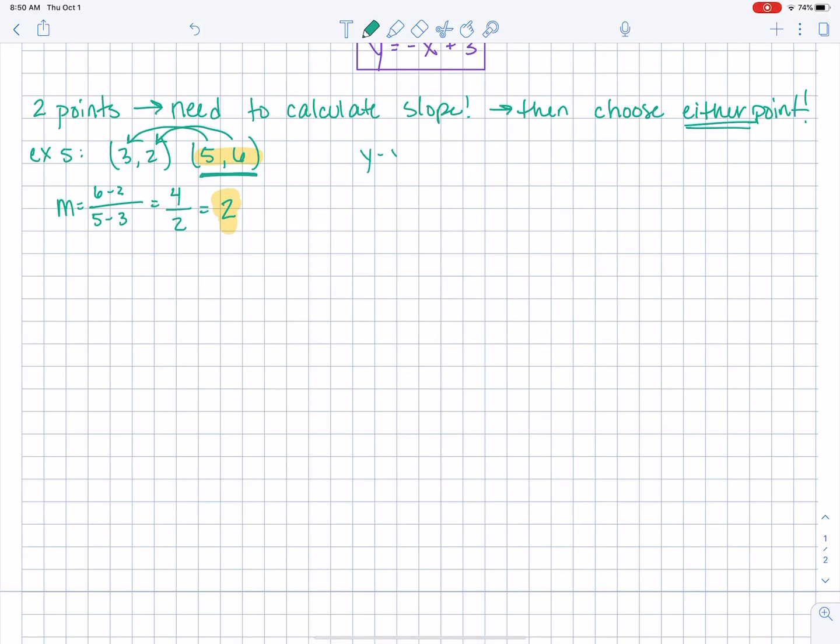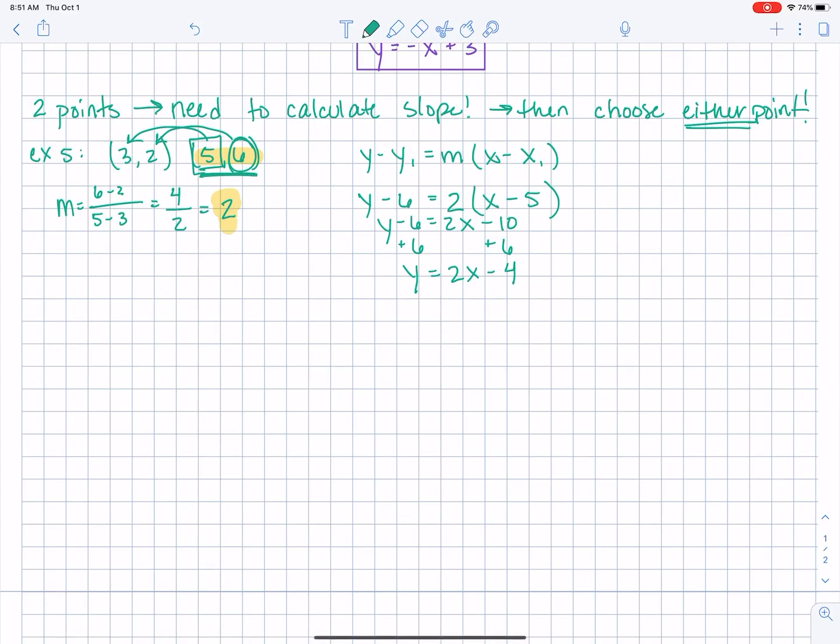So using those pieces of information, we're now going to use our point slope form. And I'll write it again for you here. y minus y1 is equal to your slope times x minus x1. So for us, it's going to be y minus 6, because that's my y coordinate, is equal to my slope 2 times x minus my x coordinate 5. When you distribute, you get 2x minus 10. So you need to add 6 to both sides, and your final answer for this guy is y is equal to 2x minus 4. That is the equation of the line.